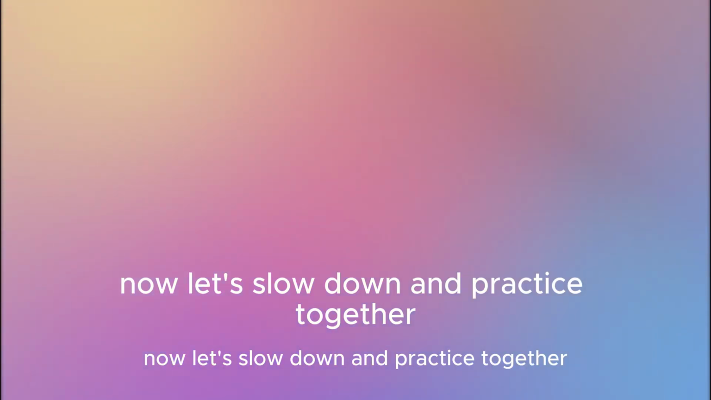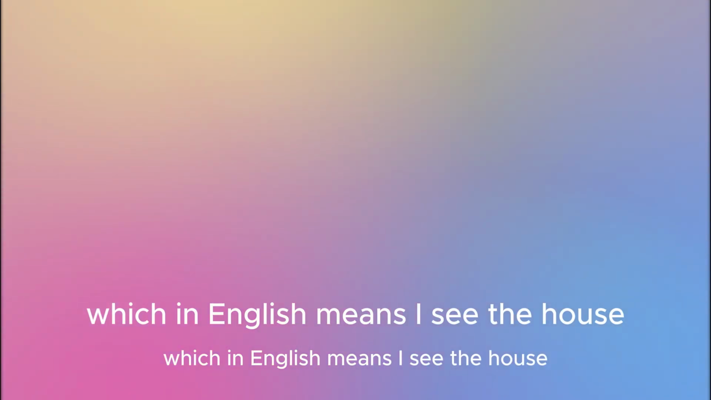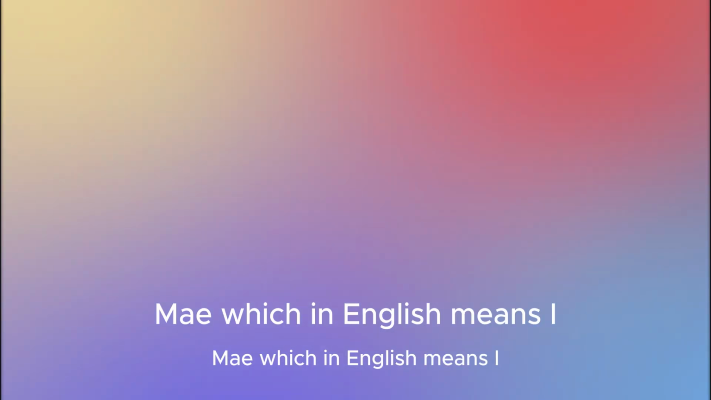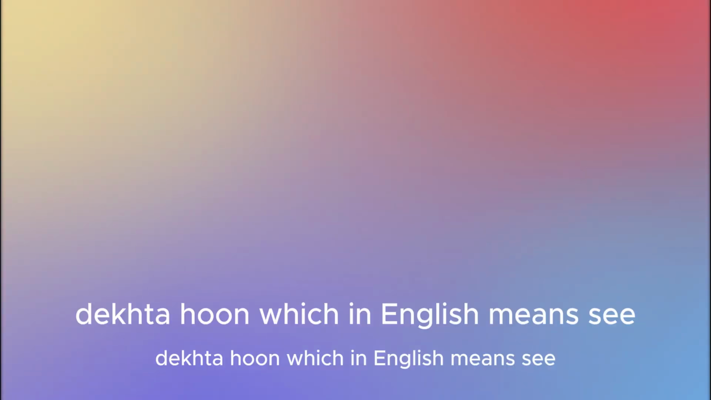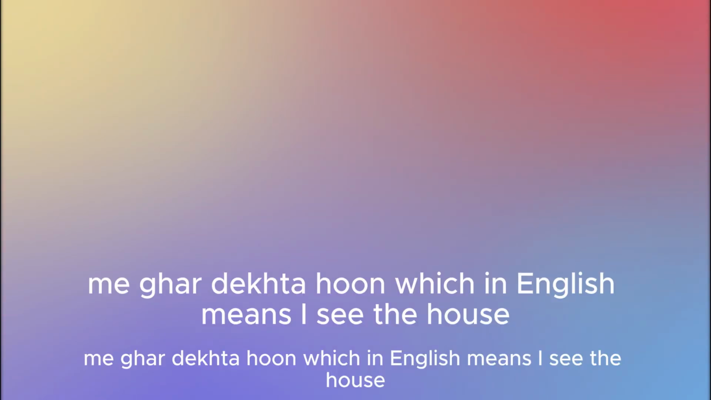Now let's slow down and practice together. Repeat after me. Main ghar dekhta hoon, which in English means I see the house. Main, which in English means I. Ghar, which in English means house. Dekhta hoon, which in English means see. Again, main ghar dekhta hoon, which in English means I see the house.